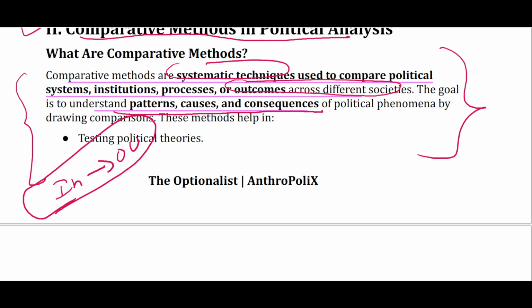The comparative political approach studies the political behavior of people at different levels and in different countries. Now, to undertake the study of how people's political behavior can be studied, those techniques are provided by comparative methods.